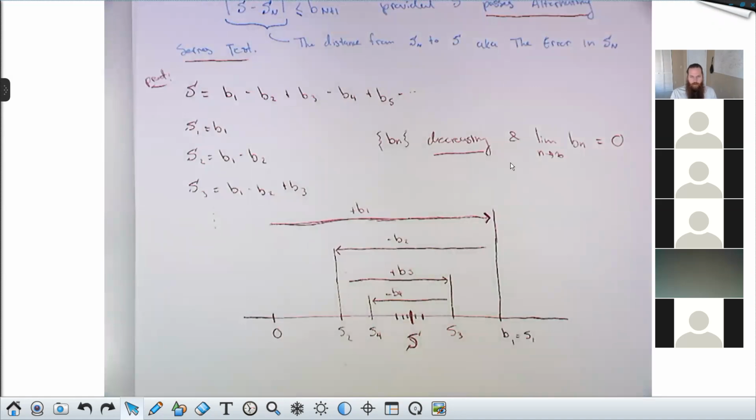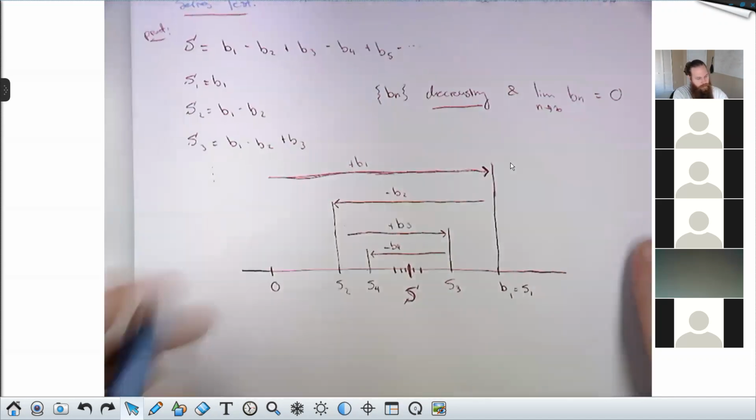I'd like to now show you how to use the estimation theorem, but before I do that, are there any questions on what this picture is trying to communicate? Okay, let's do it then.